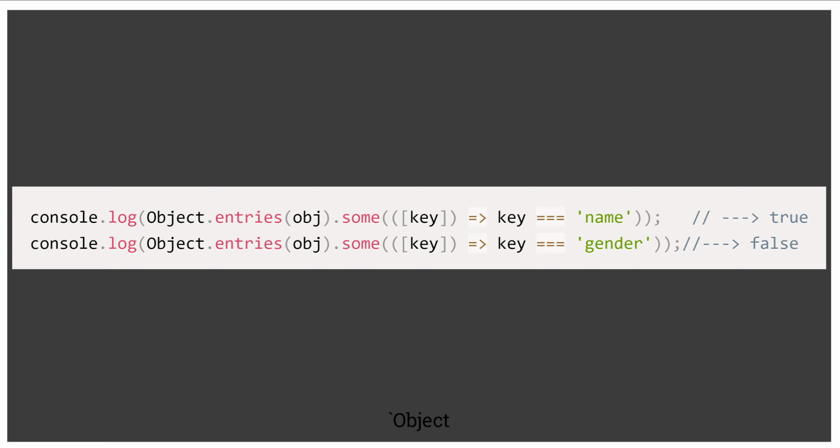14. Object.entries. Pros: Checks both keys and values. Useful for more complex checks. Cons: Inefficient for large objects because it creates an array of all entries.